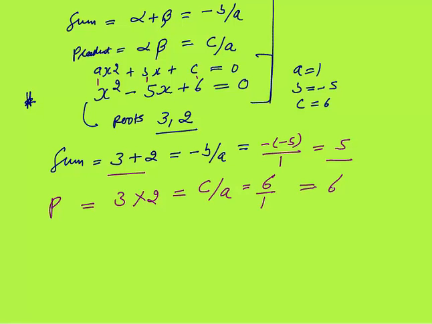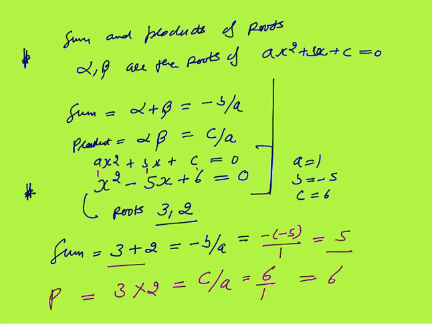So very important, once the roots are given alpha beta, sum of the roots alpha plus beta would be minus b upon a. Alpha into beta, product of roots will be equals to c by a.